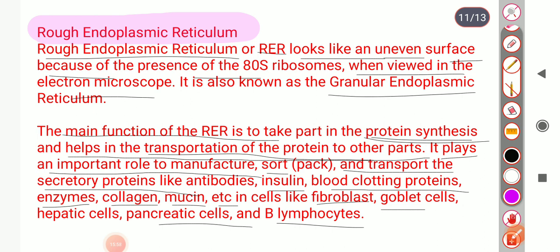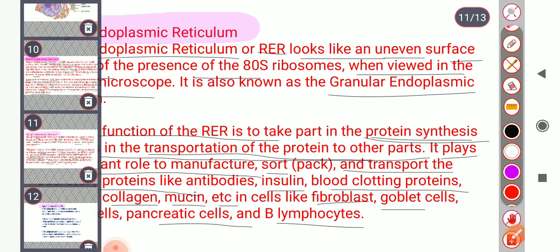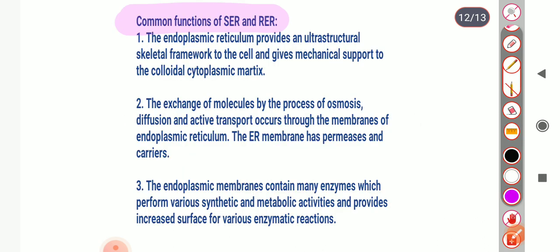Means transportation occurs from hepatic cell, pancreatic cell, and B lymphocyte. So this is all about the rough endoplasmic reticulum. Let's come to the function of smooth and rough endoplasmic reticulum.